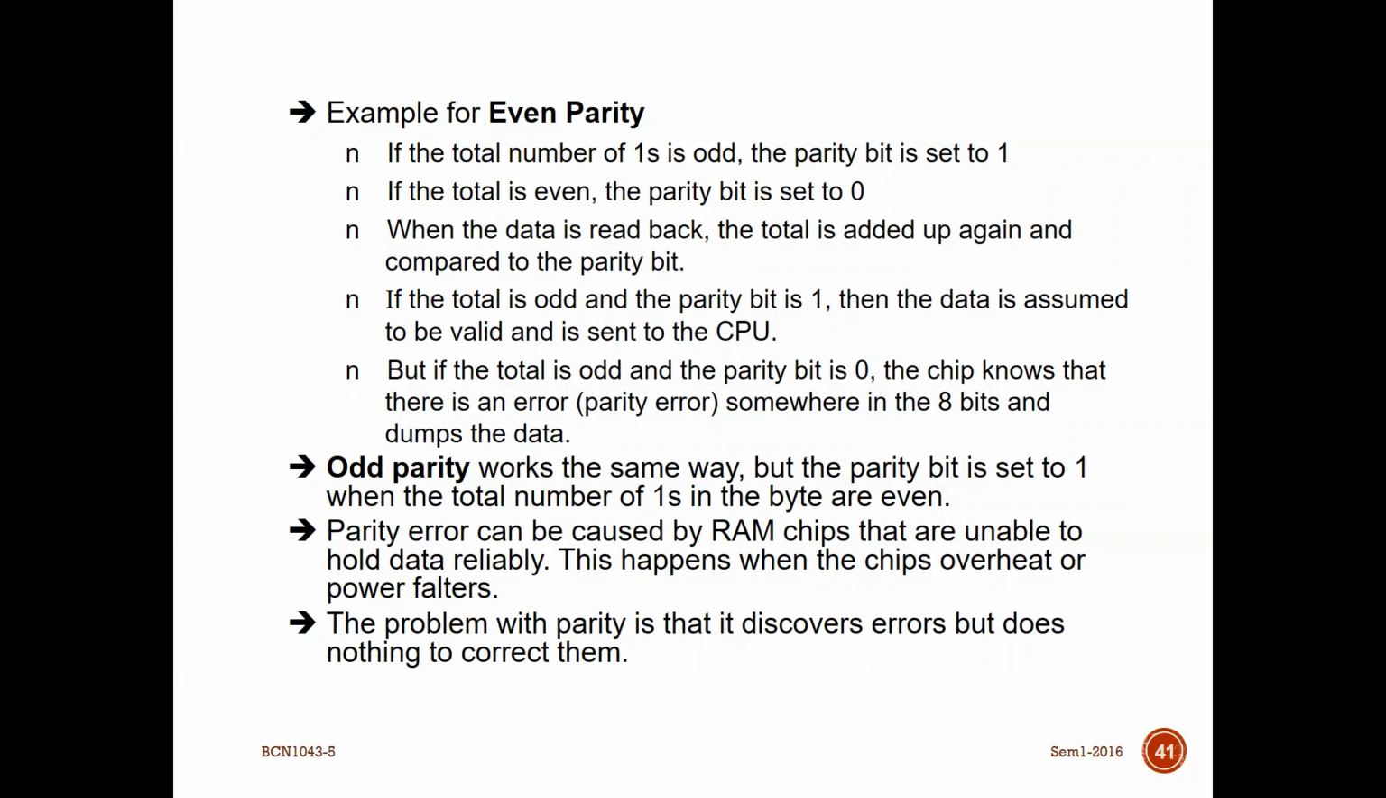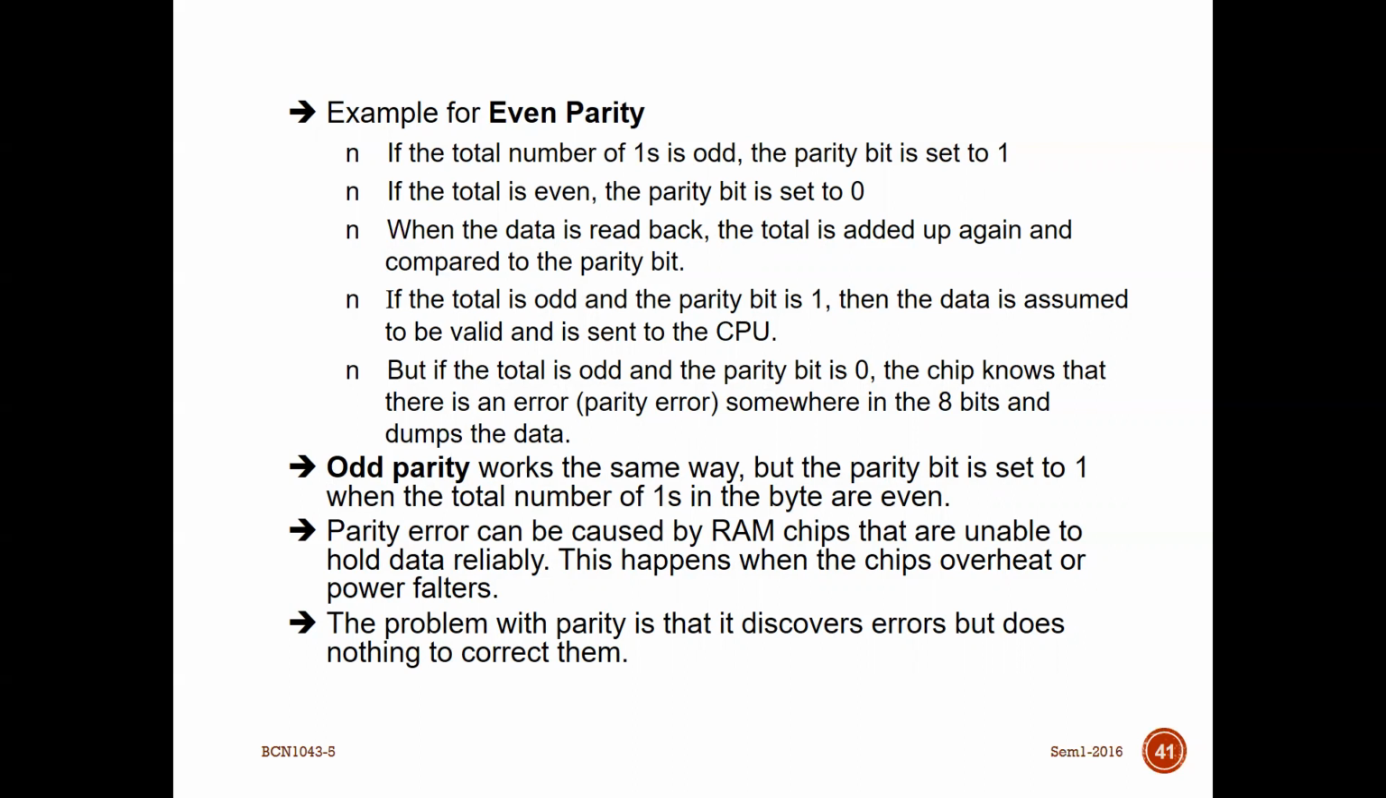When the data is read back, the total is added up again and compared to the parity bit. If the total is odd and the parity bit is 1, then the data is assumed to be valid and is sent to the CPU. But if the total is odd and the parity bit is 0, the chip knows that there is an error.